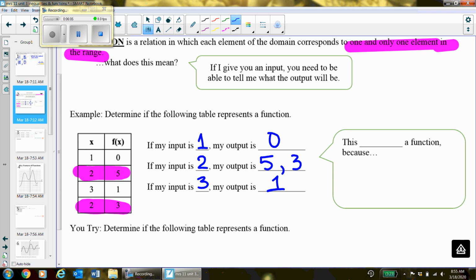Okay, and this is not a function, so that is what you're going to fill in. Is not a function because the x value of 2 repeats.